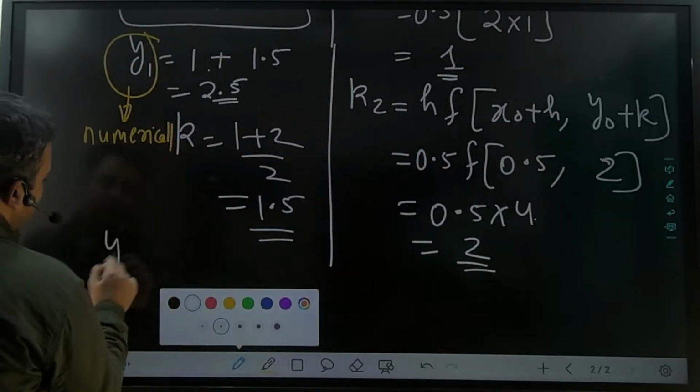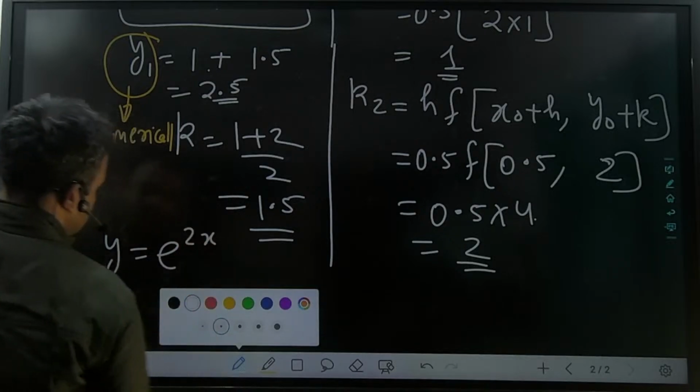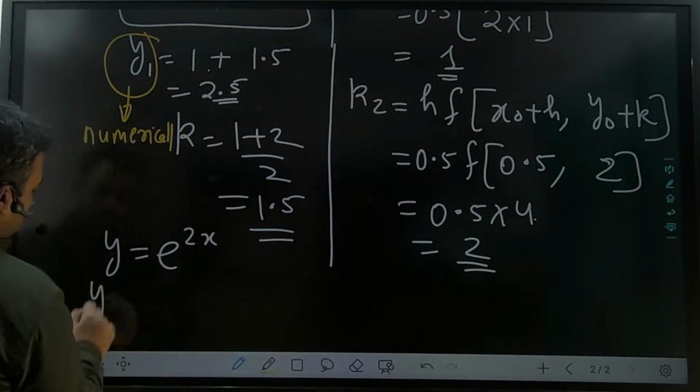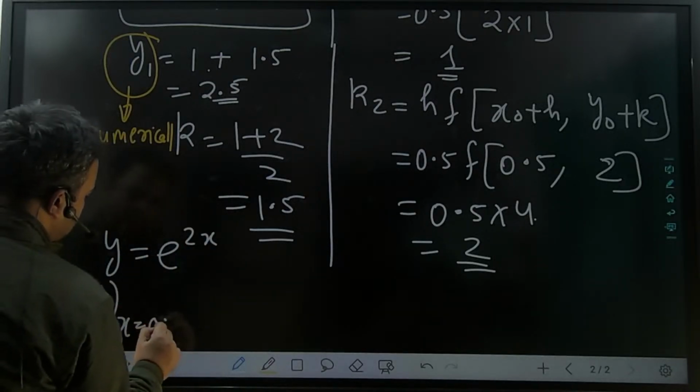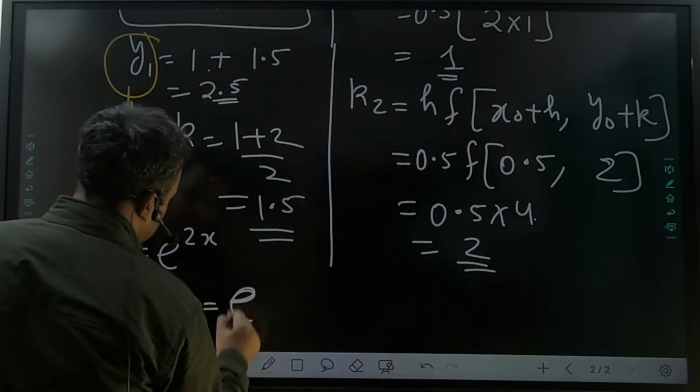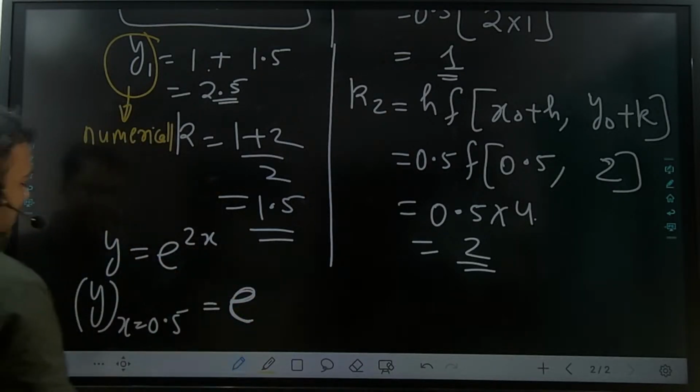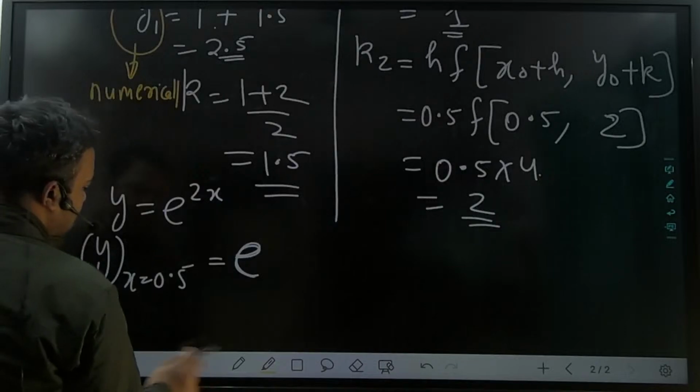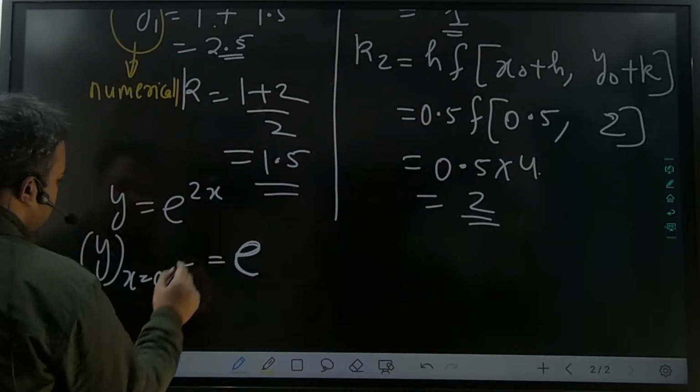Another y value you can also get, because the analytic solution is given as y is equal to 2x, raised to e. Now put x is equal to 0.5, half. So it is e. So this you are getting analytically.